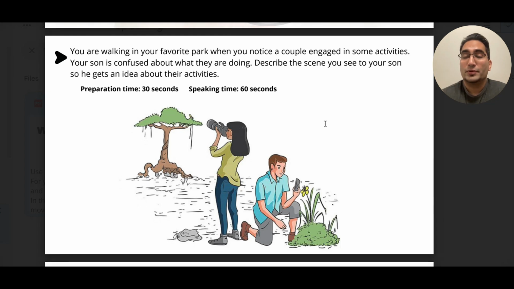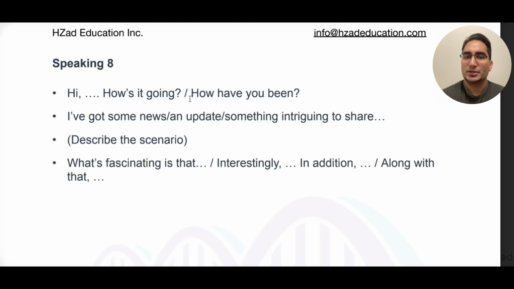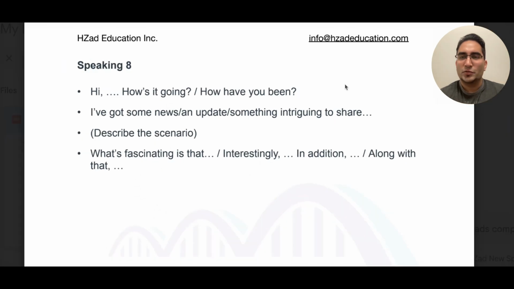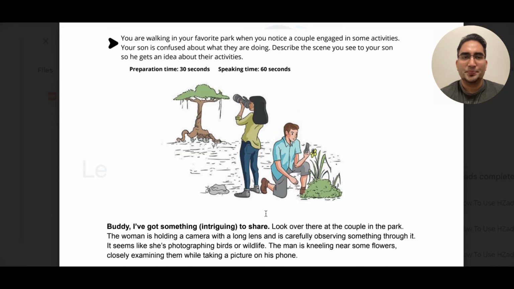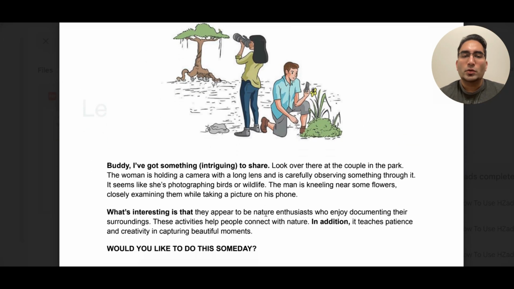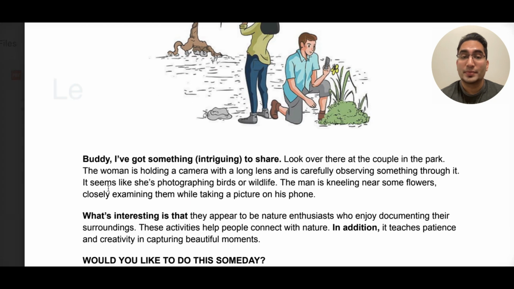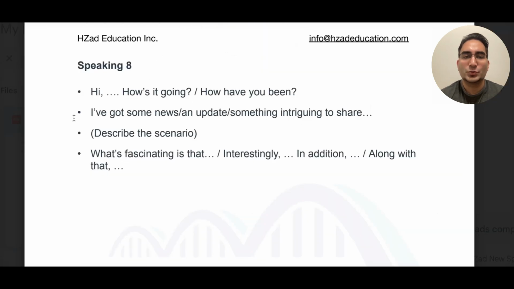And again, it's very different. So we have a little guideline here that'll help you. You start with hi, how's it going? How have you been? But again, as you can see, this does not apply with your son. You're not going to say that to your son. So before I go further, let me show you what I used here in this scenario. We start with buddy. So we're not even going to say hey, hello. You're literally walking with your son. You're not going to use that. We're going to say buddy, I've got something intriguing to share. And that second part is where you can use this. This can be used mostly 9 out of 10 times. You can use it.